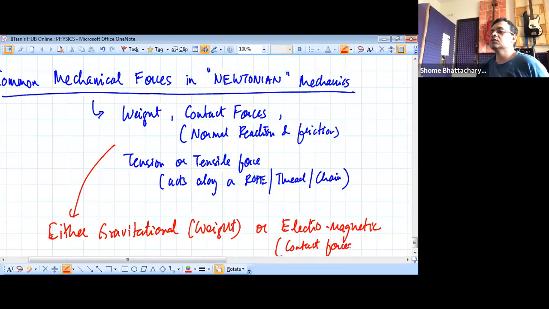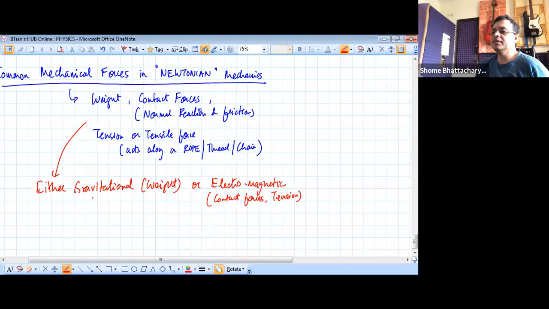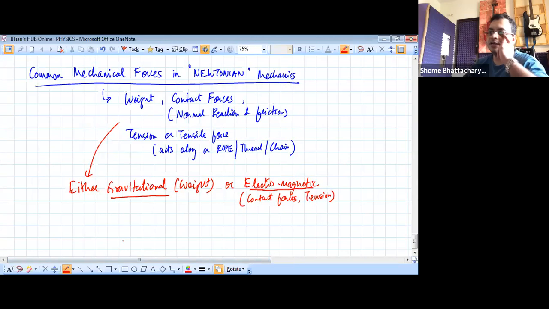Contact forces, tension, etc. These types of forces that we experience in Newtonian mechanics, at the fundamental level, are always either gravitational or electromagnetic. In Newtonian mechanics, we won't see any force where the fundamental interaction responsible is nuclear or electroweak. It will always be gravitational or electromagnetic.